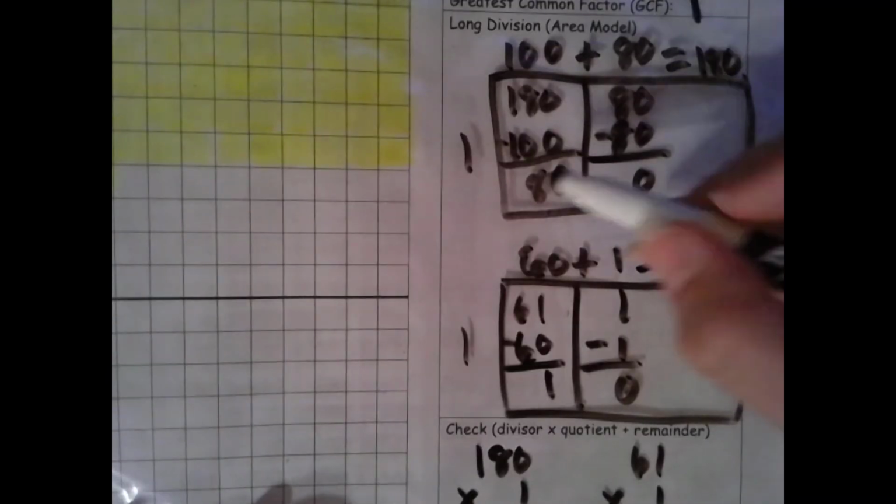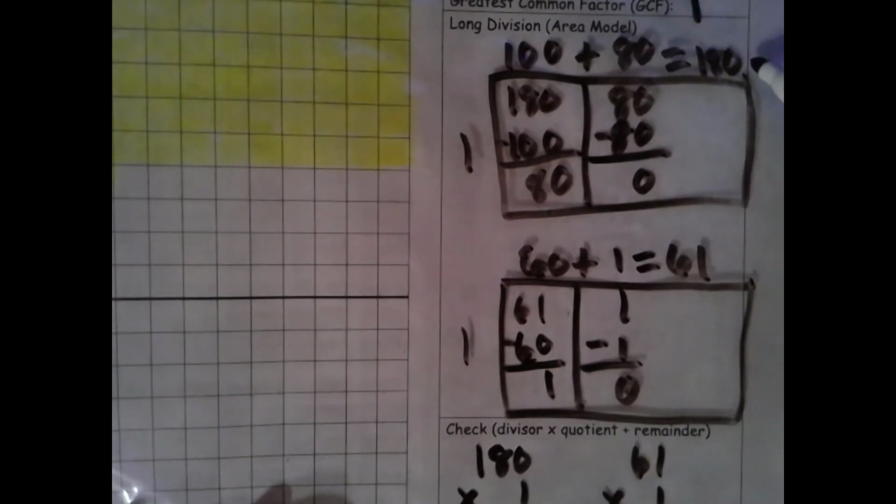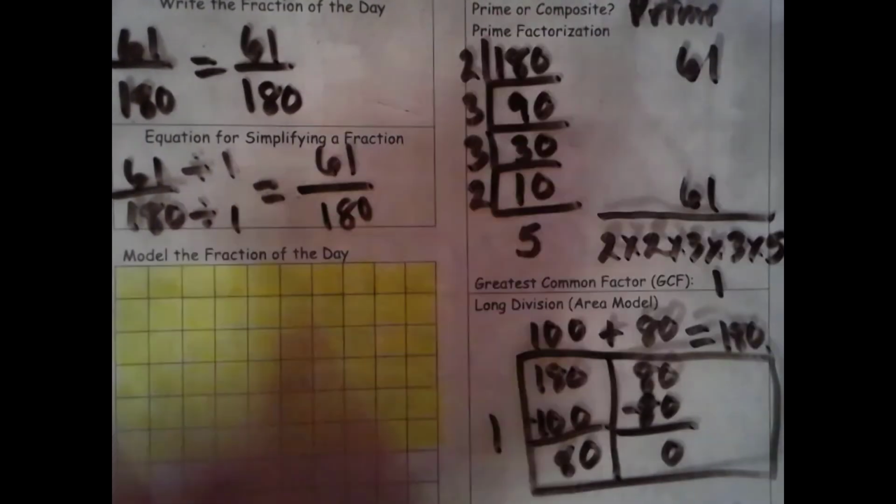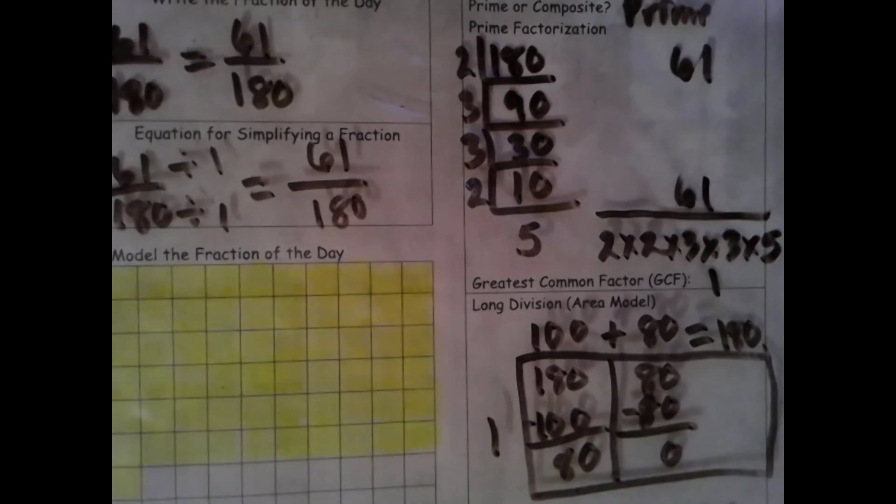180 matches my dividend here, check. So my numerator is definitely 61. My denominator is definitely 180. So let's go ahead and fill in our data collection page.